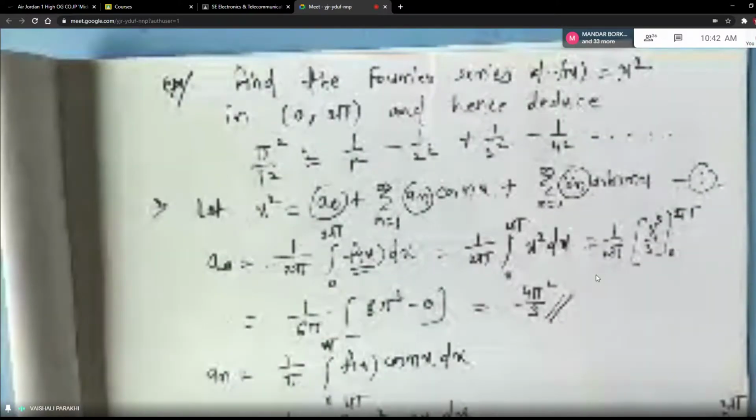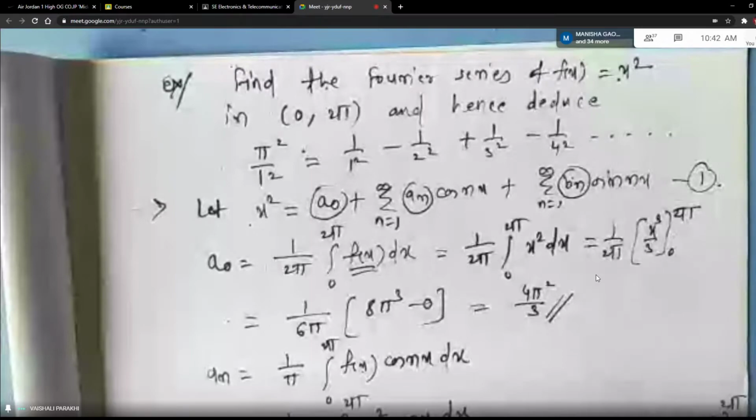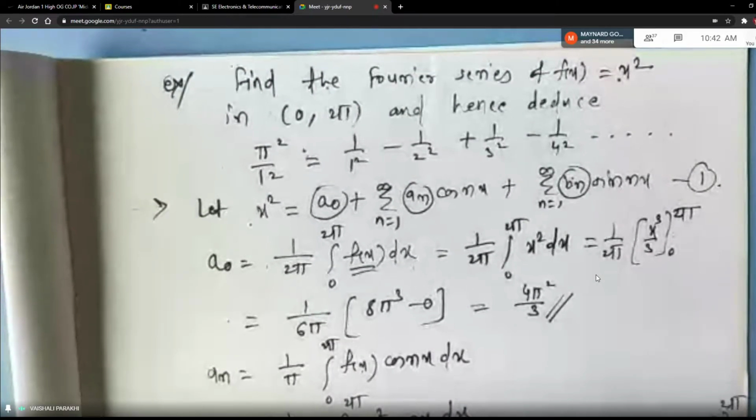As I mentioned earlier, students, these types of problems usually come for 10 marks. If some more things are asked to deduce, then the problem may carry 12 marks. These are all standard problems, students, which I have taken from your semester papers.